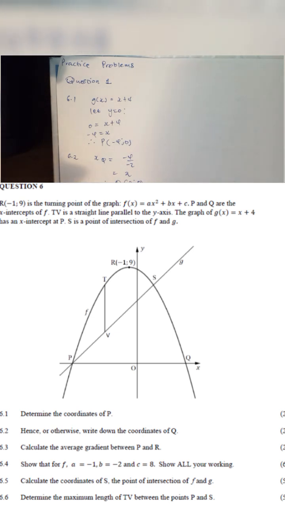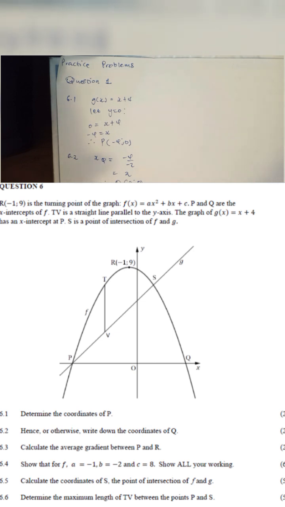6.1 says determine the coordinates of P. We can already see that P is a point of intersection for f of x and g of x. On our statement, it says f of x is equal to ax squared plus bx plus c. We don't have much there, but g of x is equal to x plus 4. So we can get the x-intercept from g of x because we have enough info there.